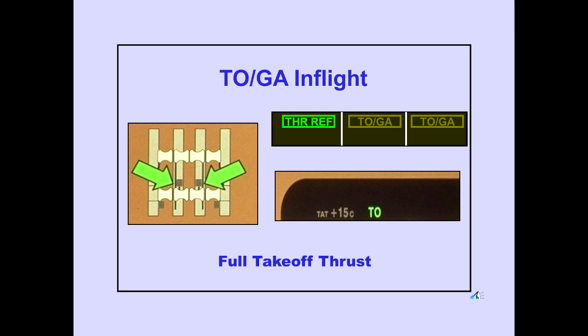Pushing the TOGA switch prior to 50 knots indicated airspeed during takeoff engages the autothrottle in thrust reference mode. If a derate has not been selected in the FMS CDU, the reference becomes full takeoff thrust. Autothrottle operation is discussed in the autothrottle module.